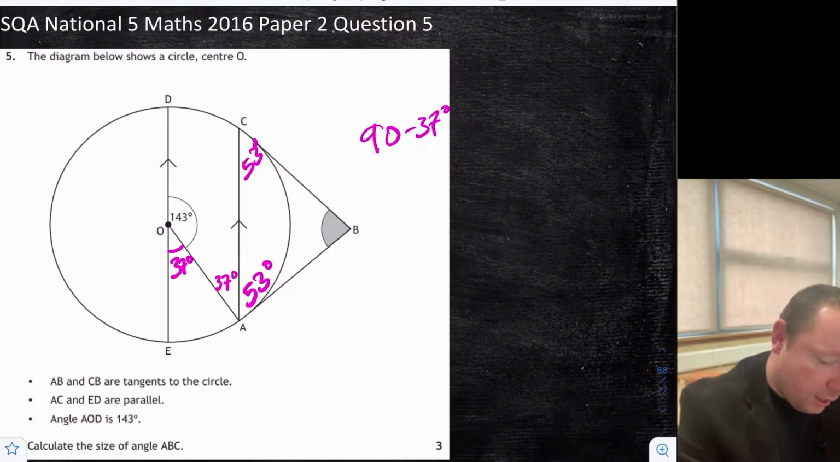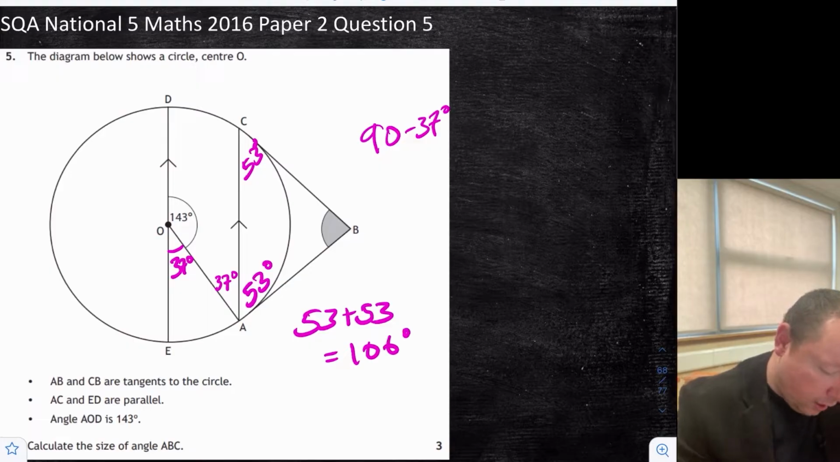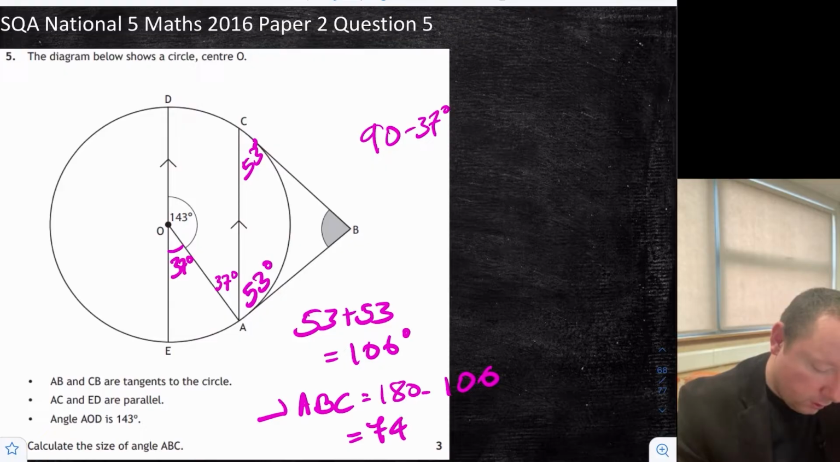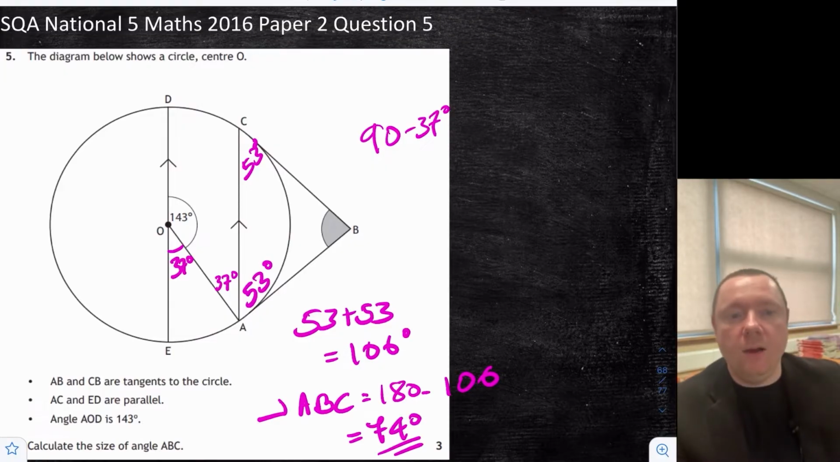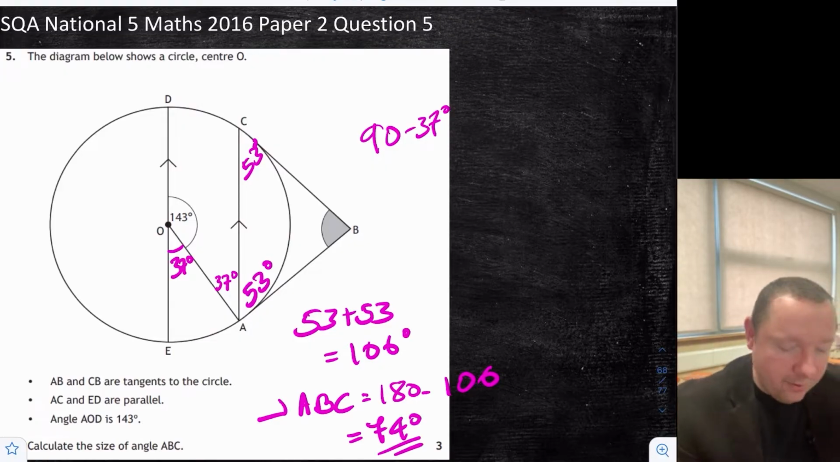And therefore, angles in a triangle add up to 180. So I can do 53 plus 53, which is 106 degrees. So our angle ABC is equal to 180 minus 106, which is 74 degrees for our final mark. So a mark for getting 53 and 37 and a mark for your 74.